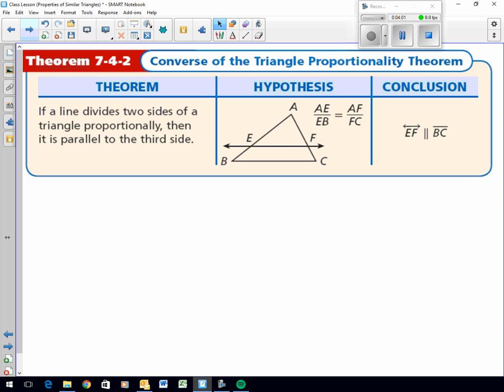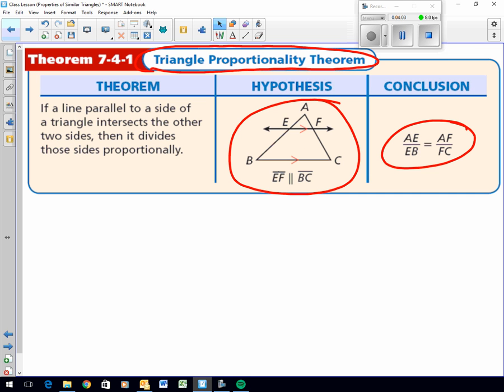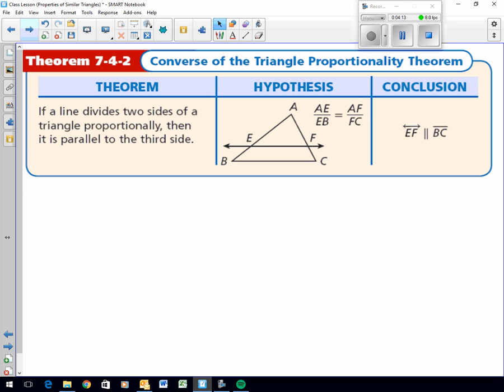This is the opposite of what we just did, right? It's the opposite. What's your conclusion here? AE over EB equals AF over FC. Now, I took that same conclusion and moved it to my hypothesis. And what the converse of this says is, if a line divides two sides of a triangle proportionally, then it's parallel to the third side.